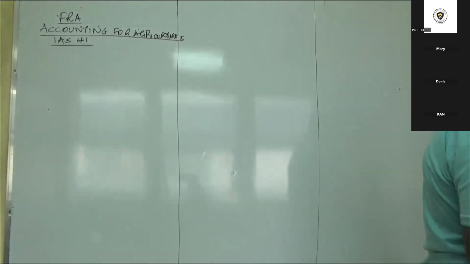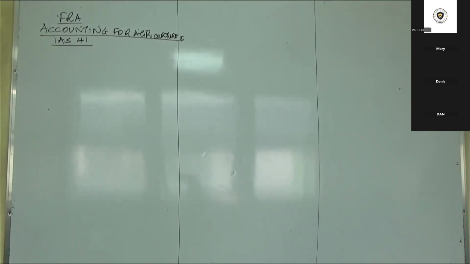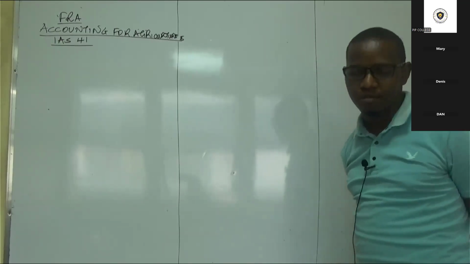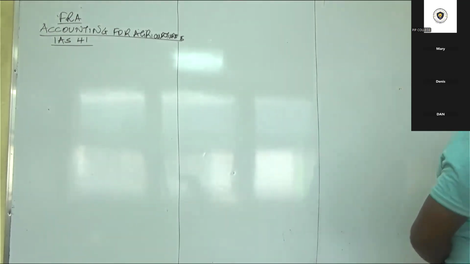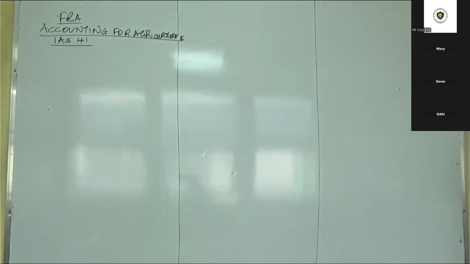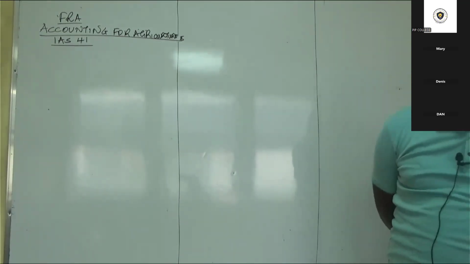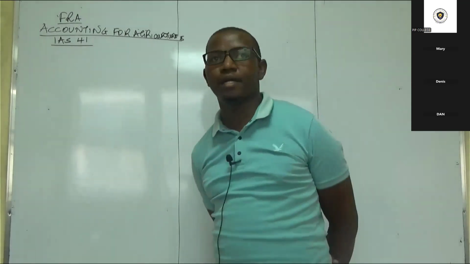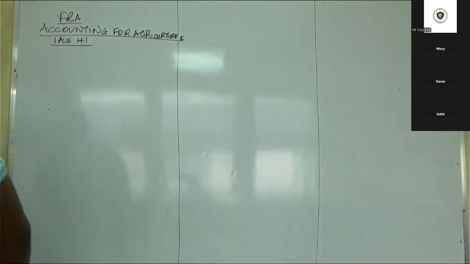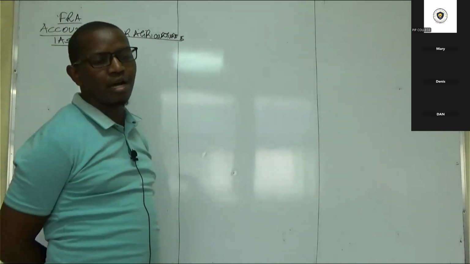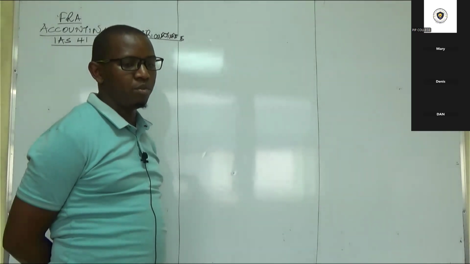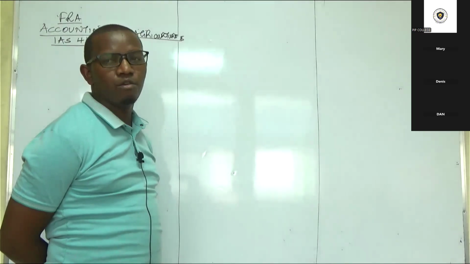Number three. Again, on initial recognition of agricultural produce, at their fair value less cost to sell, and their fair value less cost to sell should be included in the profit or loss account for the period.